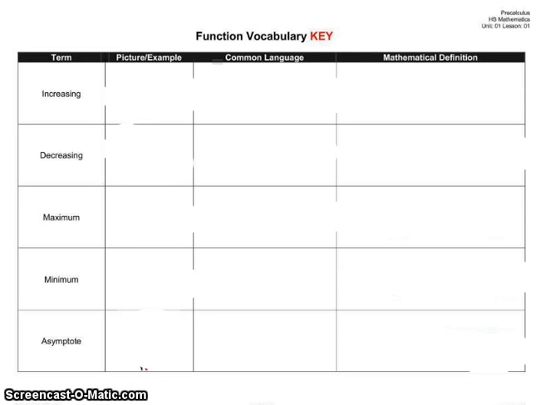Okay, class, today we're going to be looking at some basic function vocabulary. A lot of this material has to deal with graphs as well as reading the graphs. So our first word that we're going to be looking at is increasing. Now, increasing, of course, means going up.